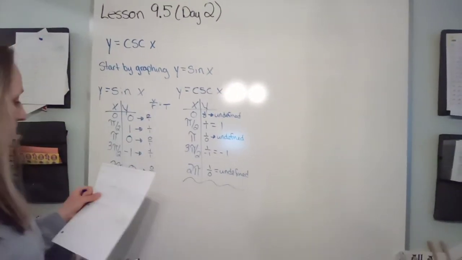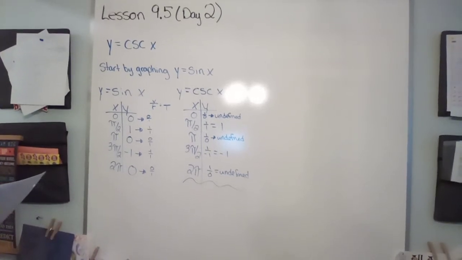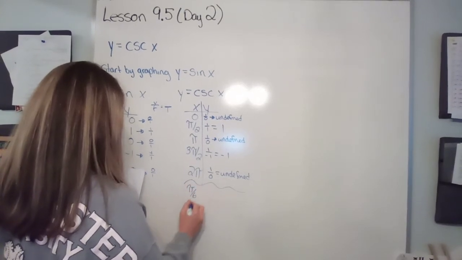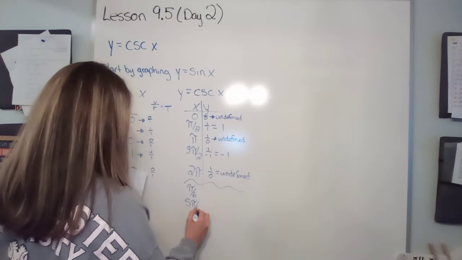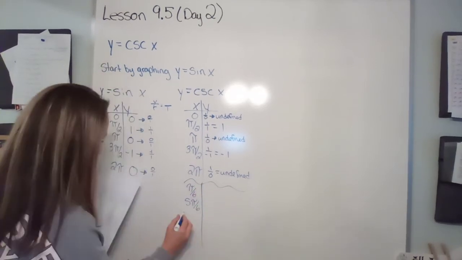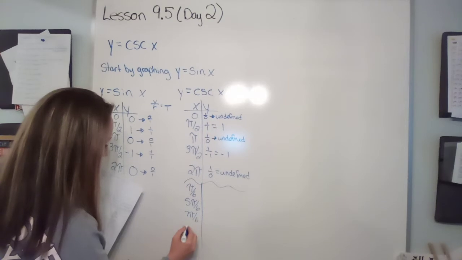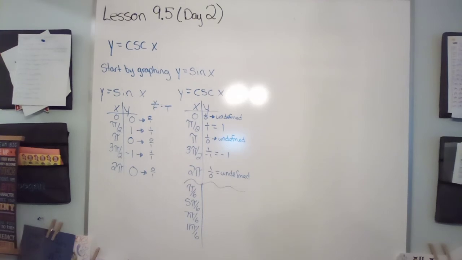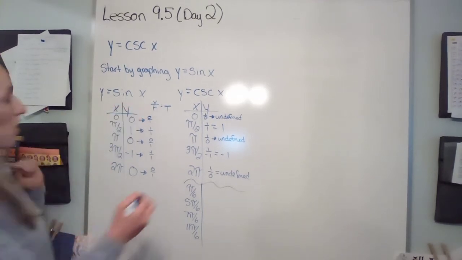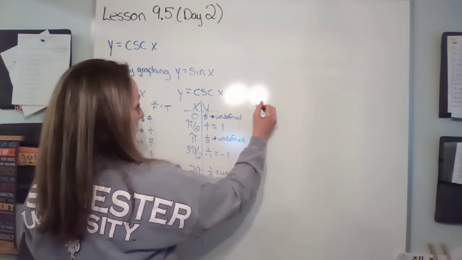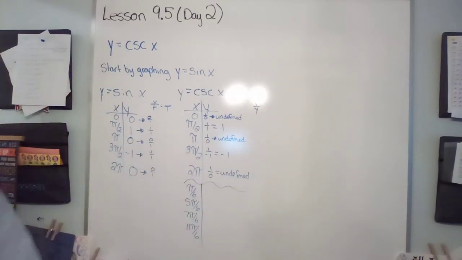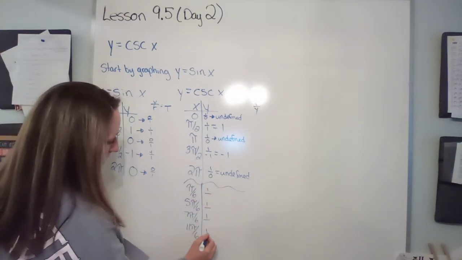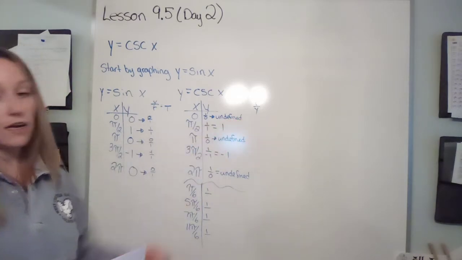All right, so I'm going to extend by using the pi over 6s. So I'm going to have pi over 6, 5 pi over 6, 7 pi over 6, and 11 pi over 6. Remember, if sine is y over r, for cosecant, it's r over y. The r value is always going to be 1. So for all of these, it's going to be 1 over something. And the y value, again, comes from the unit circle.